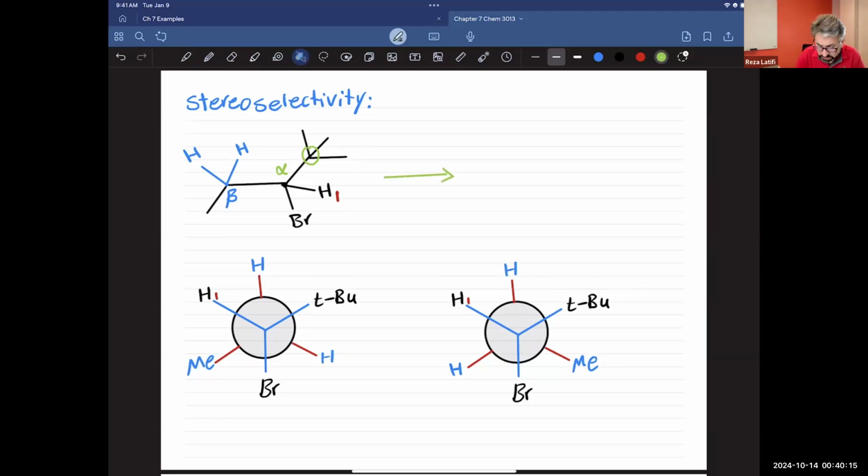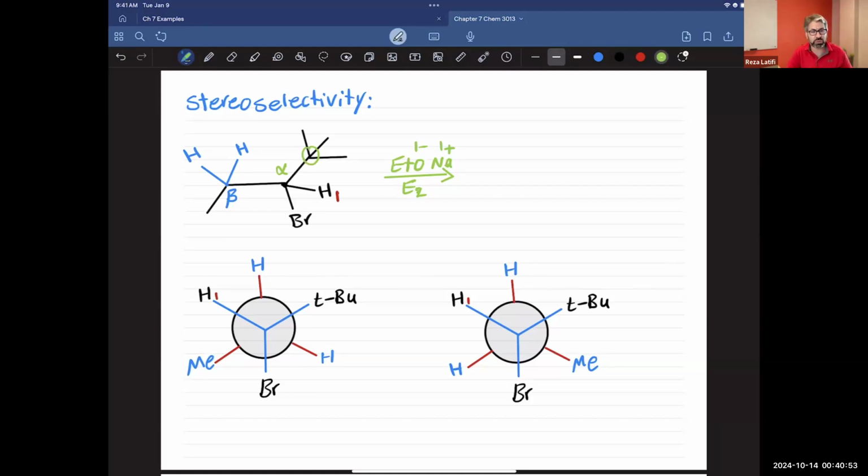So if we want to do an E2 reaction, let's say our base is sodium ethoxide, and this reaction is going to go through E2. But you have to ask yourself, from where should I take the hydrogen? I have only one option, and it's going to be the beta hydrogen that I have in blue.